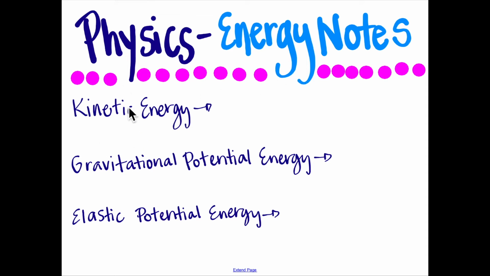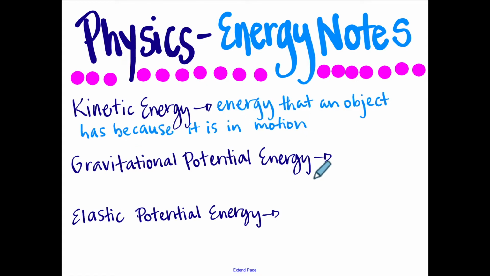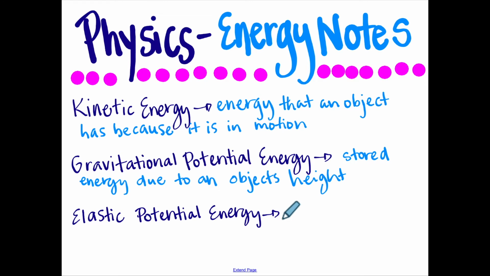We are going to touch on three main types of energy in this lesson. First of all, kinetic energy is the energy that an object has because it is in motion. Gravitational potential energy is stored energy due to an object's height. And elastic potential energy is stored energy due to stretching or compressing.